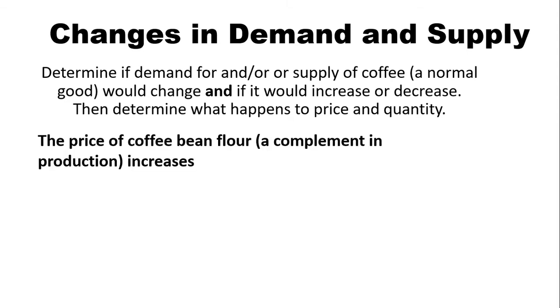Okay, so the next one: the price of coffee bean flour, a complement in production. Anytime you see the word production, you know it has to be supply. They can take the coffee bean, which isn't used that much in the production of coffee, and grind that into a gluten-free flour. So if the price of that increases, that means we're going to want to produce more of this coffee bean flour. And if we produce more of the coffee bean flour, then we get more coffee as well.